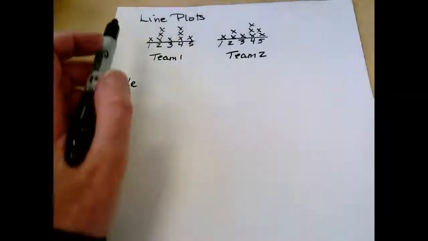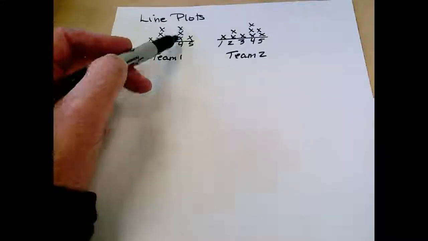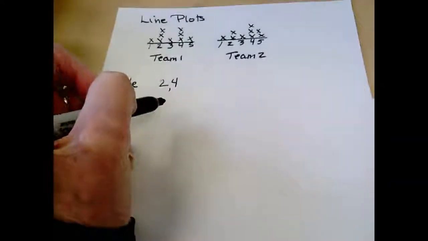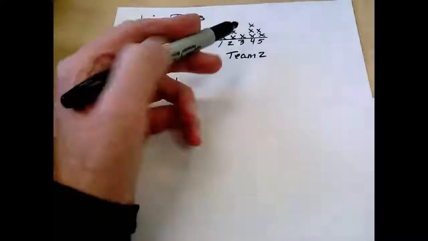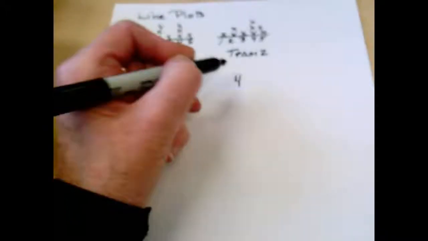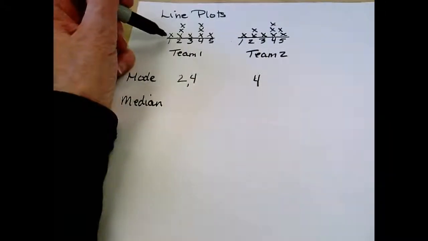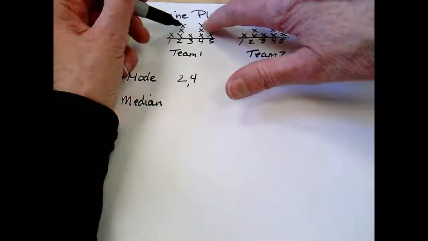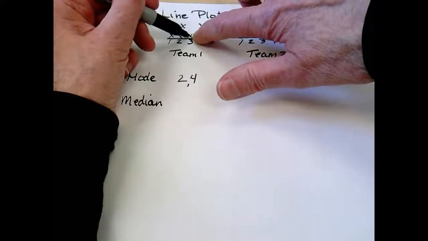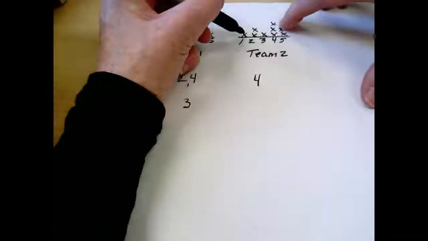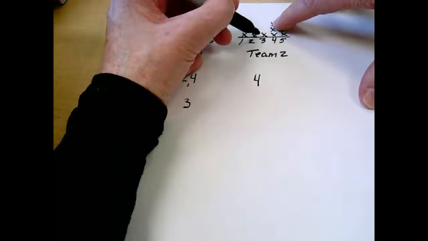My mode, my most often occurring, is the most X's. So in Team 1, I would have 2 and 4 being my mode. In Team 2, 4 points is my mode. My median, I can count starting at the outside again. 1, 2, 3, 4. The fifth one would be our center one, so it's 3. I could do the same thing over here. 1, 2, 3, 4. So my fifth is in the 4th.